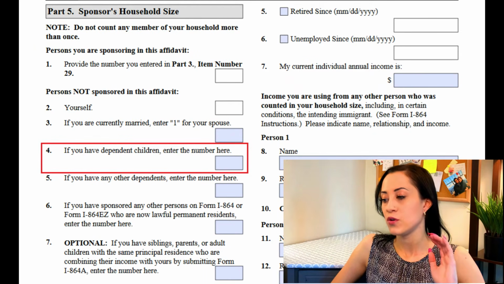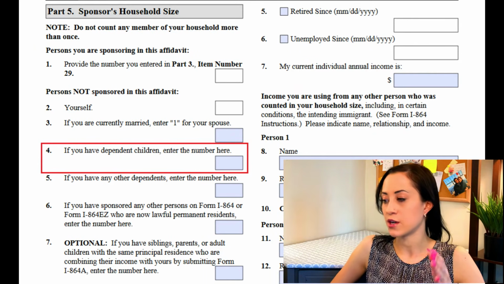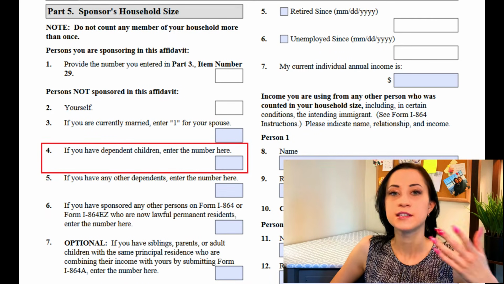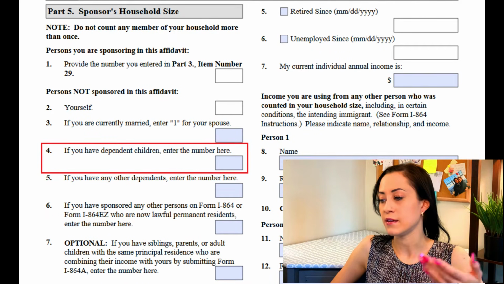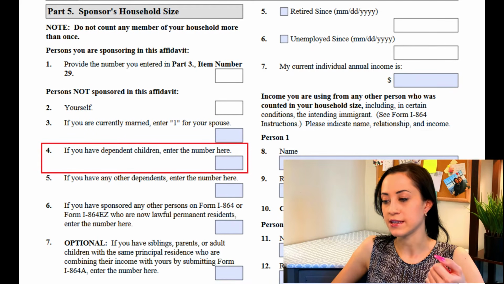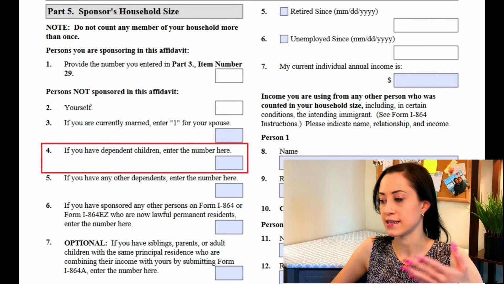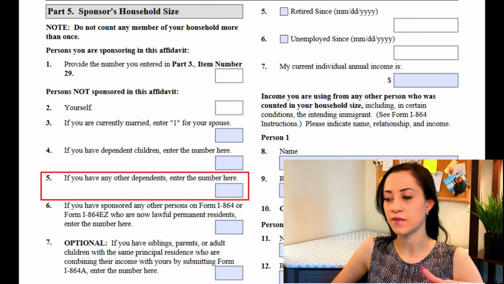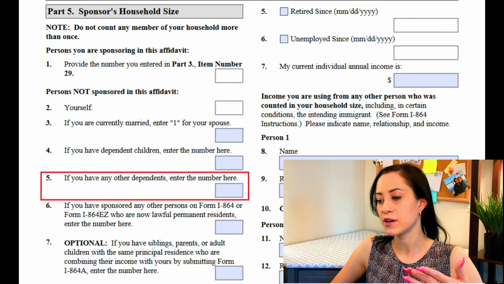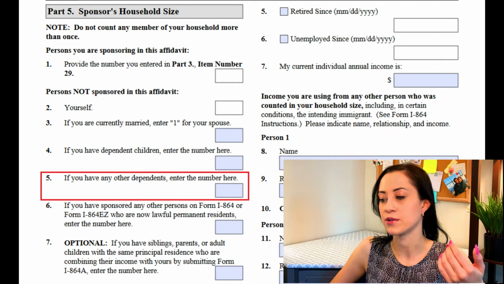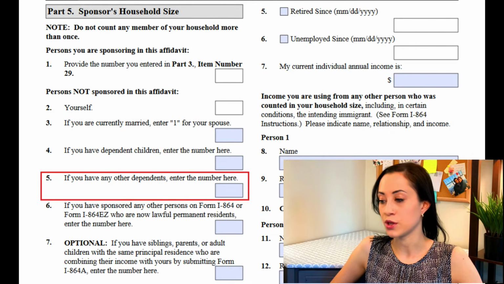And again, if you are a joint sponsor, obviously you will have to include your children here because it is important that you meet the necessary income requirement for the household, which will include both you, your actual household members, and the intending immigrant. Same goes for number 5. If you have dependents who do not live with you, but say for example, you claim them on your taxes, you will also include them here.